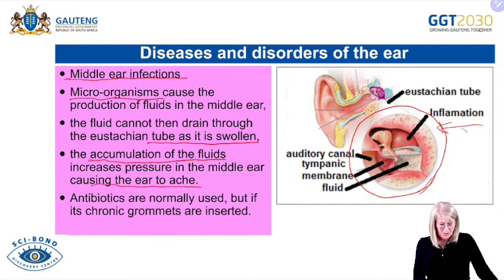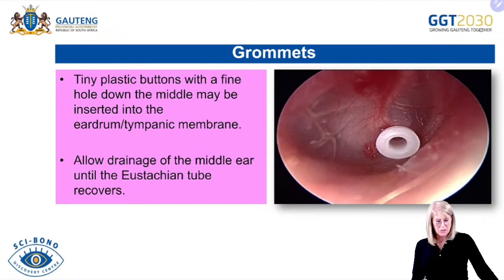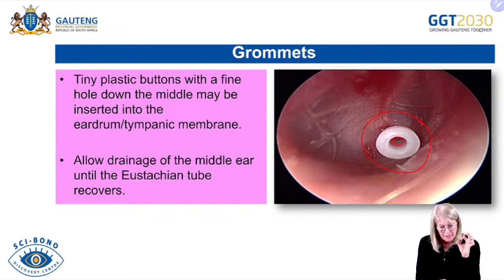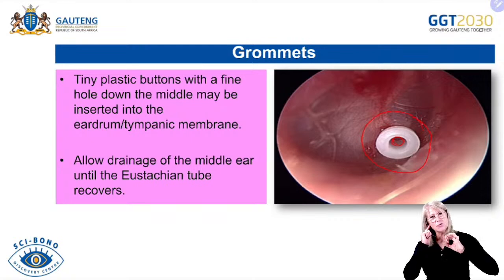Then what doctors do is they insert a little structure that we call a grommet. And I'll show you on the next slide. It's a little button-like structure, a tiny plastic button that they put into your tympanic membrane. Here you can see it inserted. It has a little hollow tube, so that allows any fluid to drain, since it can't drain through your eustachian tube.